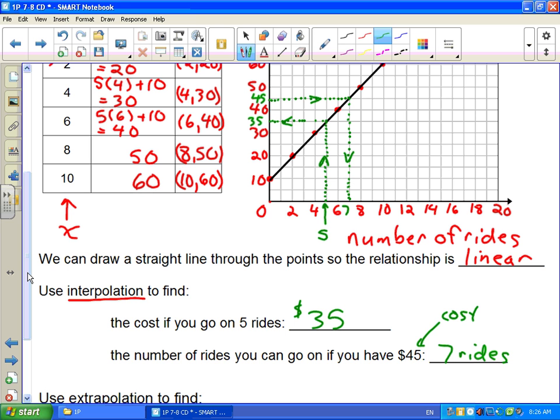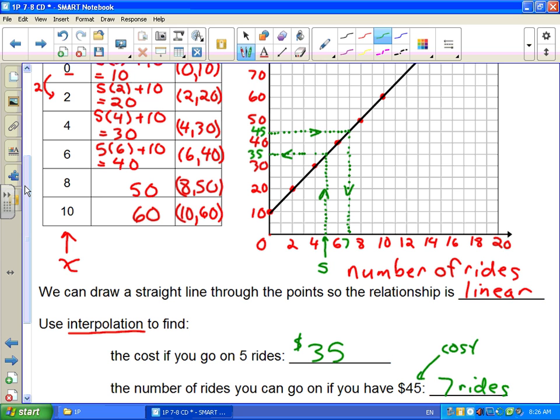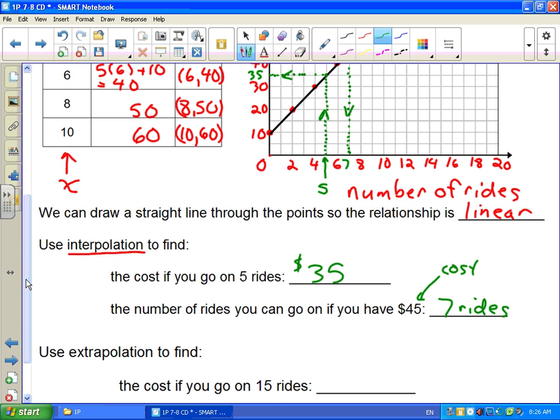If you notice, the points that we got to on our line after we went up or we went across are here and here. And we've got these red points that we plotted from our table on either side of those points. So this is interpolation because we are working sort of inside the points.